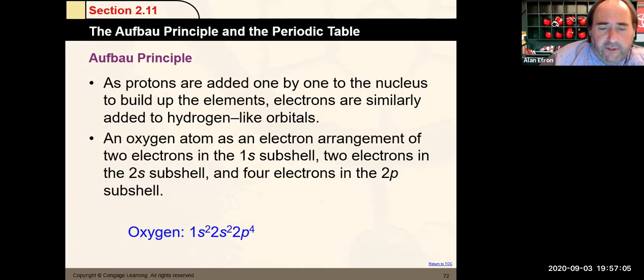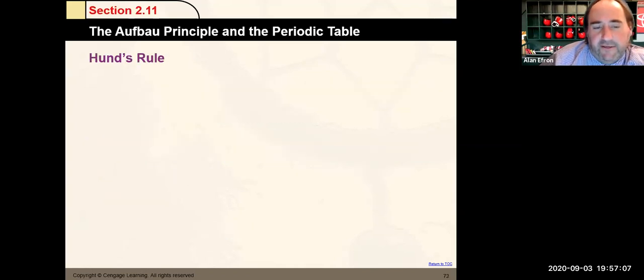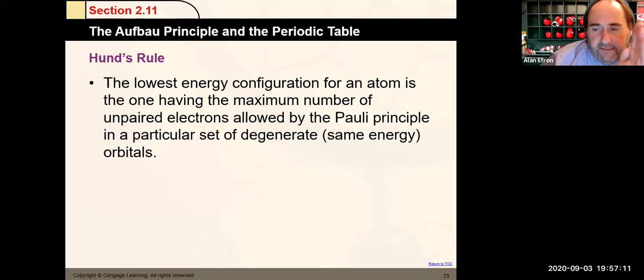And we talked about electron configuration for oxygen. We talked about Hund's rule, which, again, is maximum parallel spin. So that's why when we have multiple orbitals in a subshell, electrons go in one at a time in the same direction before they come back and pair off.